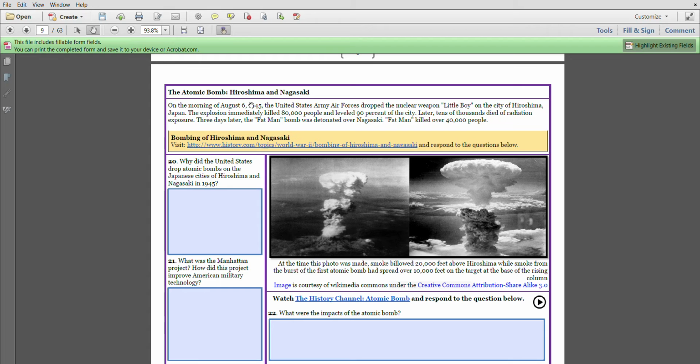The atomic bomb, Hiroshima and Nagasaki. On the morning of August 6, 1945, the United States Army Air Forces dropped the nuclear weapon, Little Boy, on the city of Hiroshima, Japan. The explosion immediately killed 80,000 people and leveled 90% of the city. Later, tens of thousands of people died of radiation exposure. 3 days later, the Fat Man bomb was detonated over Nagasaki. Fat Man killed over 40,000 people.